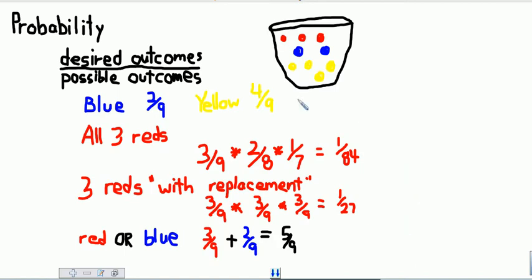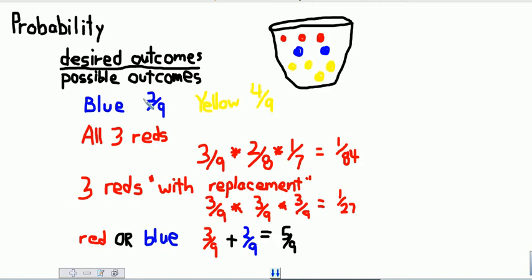Basic probability can be summarized with the statement, probability is equal to desired outcomes over possible outcomes. And one of the most standard ways of describing probability is with a bowl of colored marbles. So here's my bowl of colored marbles, and let's look at what I've got here. I've got 3 red marbles, 2 blue marbles, and 4 yellow marbles in my bowl. That gives me a total of 9 marbles.